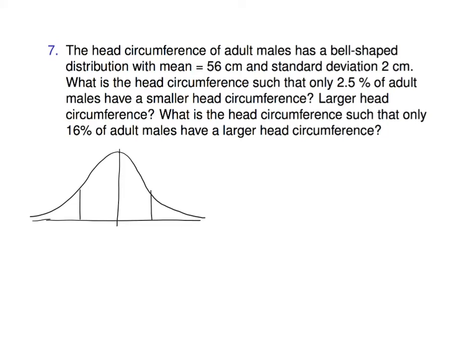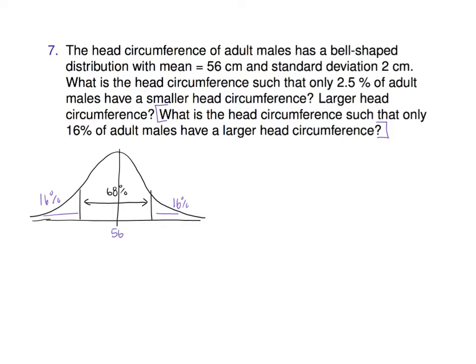All right, so plus or minus 1 standard deviation, just assume this is symmetric. We have 68%. Now what that means is that this percentage and this percentage total to 32, with half on each side, and 32 divided by 2 is 16. So we have 16% over here and 16% over there. And actually that's going to answer this question. What is the head circumference such that only 16% of adult males have a larger head circumference?